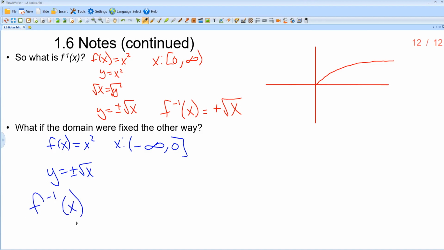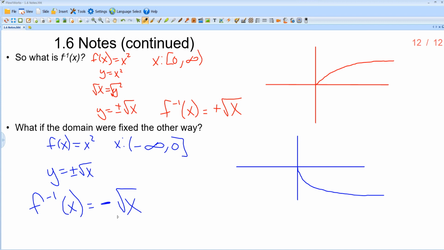So f inverse of x is equal to, well here, the domain is only negative. So my range, my output, has to be only negatives. So now we're talking about the negative square root of x. This is actually a really tough concept. It's something that often is overlooked, but we have to try and get that down the best that we can. So now, looking at our inverse function is the square root function, but only the negative of it.